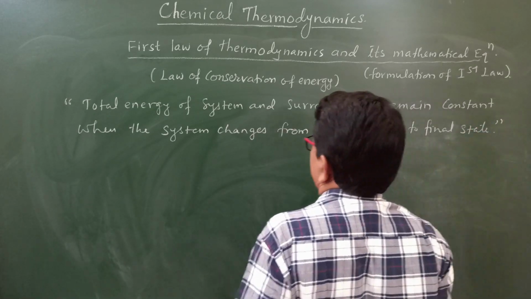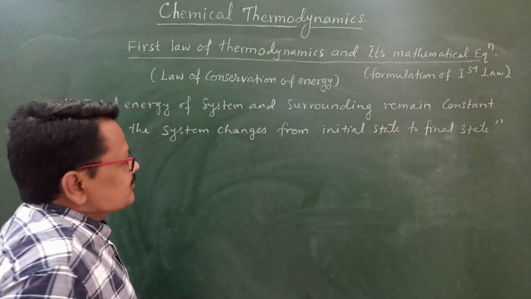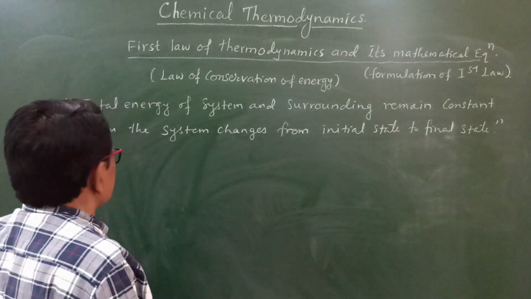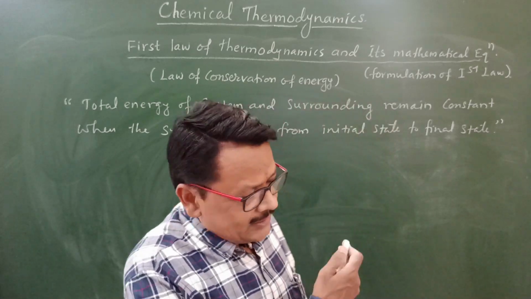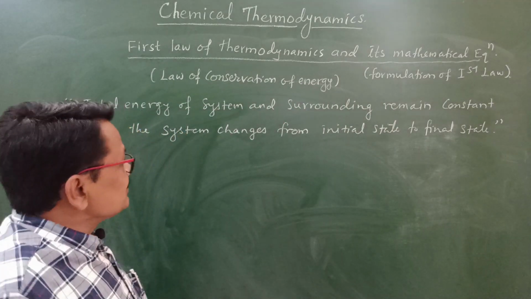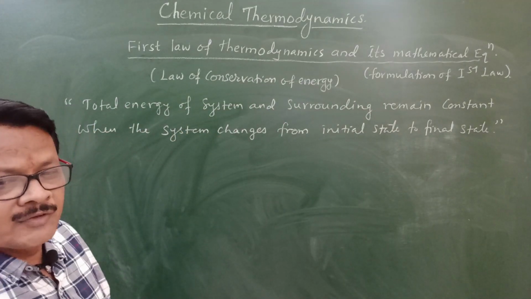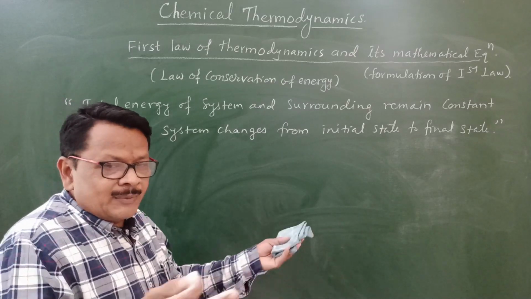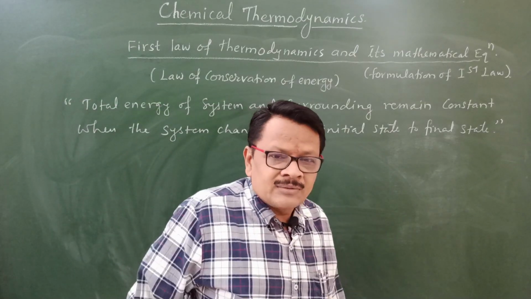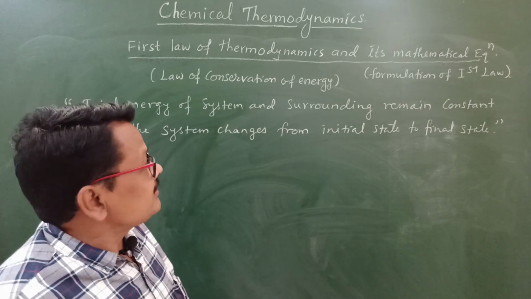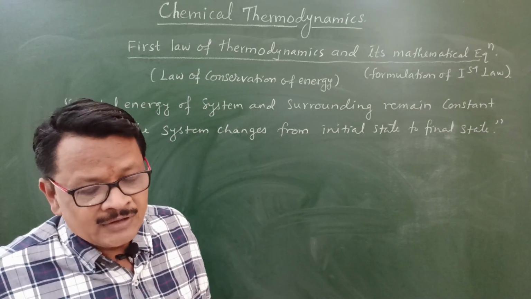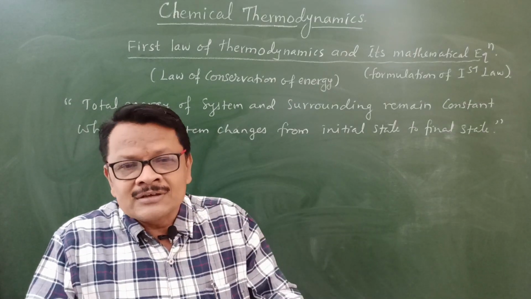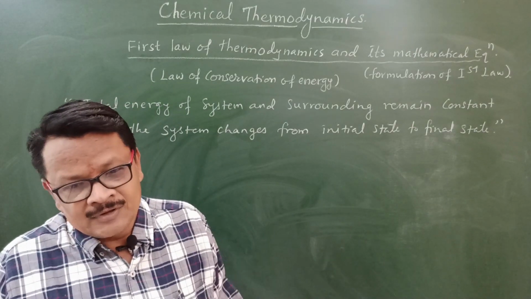So what is given in the statement? Total energy of system and surrounding remain constant when the system changes from initial state to final state. We saw initially the two terms, system and surrounding. System is the part of universe which is considered under thermodynamic study, and surrounding is also the part of universe other than system. And this system plus surrounding is called the universe.